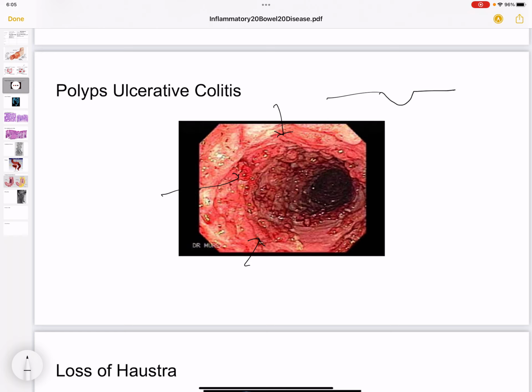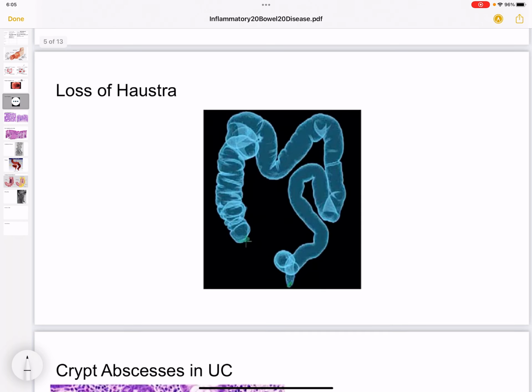There's inflammation that damages the intestinal lining, and there's going to be scar tissue. Once our body is trying to repair that damage, there's going to be scar tissue that is going to basically stack up and cause that polyps look on imaging. Here we see the loss of haustra is going to lead to the common lead pipe sign that's found in patients with ulcerative colitis.